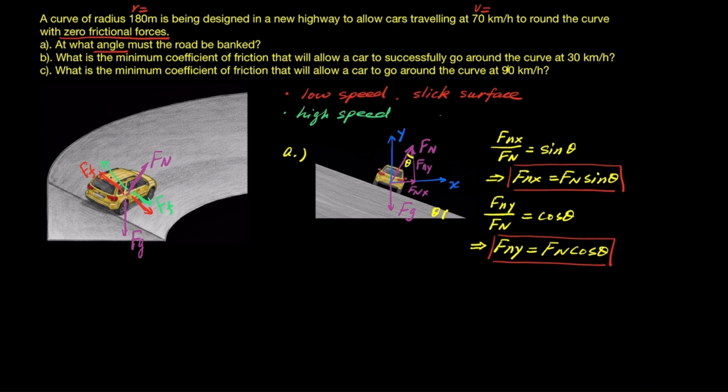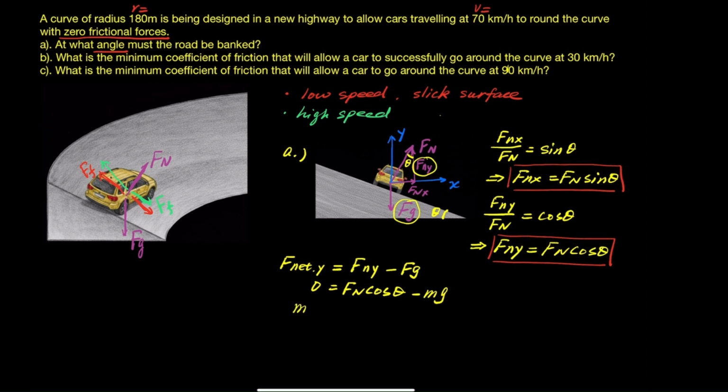As soon as we have all forces along the x or y directions, we can find the net forces for each direction. In the vertical direction, we have the net force along y equals Fny and Fg, right? The net force in the y direction is Fny minus Fg. So Fny is Fn cosine theta, and Fg is the product of mass and gravitational acceleration g. Now, because the car is not moving up or down, the net force in this vertical direction is actually 0. So if we rearrange this equation, we have mg equals Fn cosine theta.